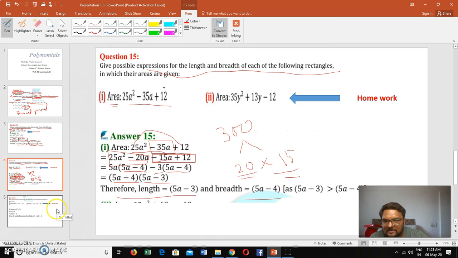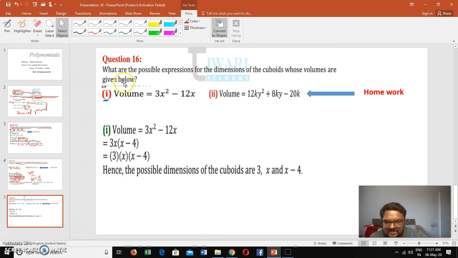Thank you. Next, the last one, question number 16. Volume is given and we have to show the possible expressions for the dimensions of the cubes whose volumes are given. The first question is this. Here we can take out 3x common, so we are simply left with x minus 4. So I can write this as 3 into individual x minus 4. So this is the length, this is the breadth, and this is the height. I hope you got this.